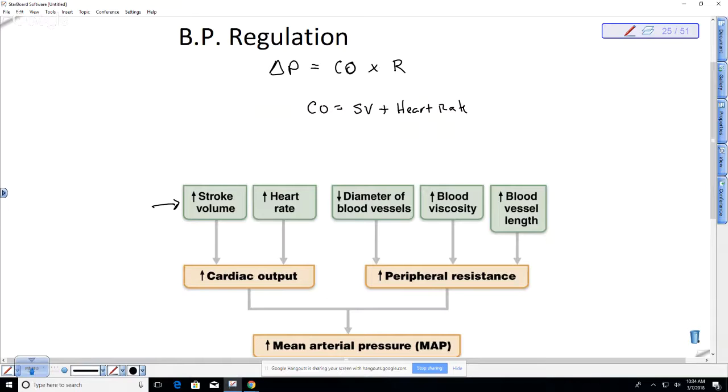Okay. So for resistance, remember that resistance could be due to, I'll just put due to with a little semicolon, a decrease in blood vessel diameter. A decrease in blood vessel diameter is going to increase resistance, and it's going to increase the difference in pressure.